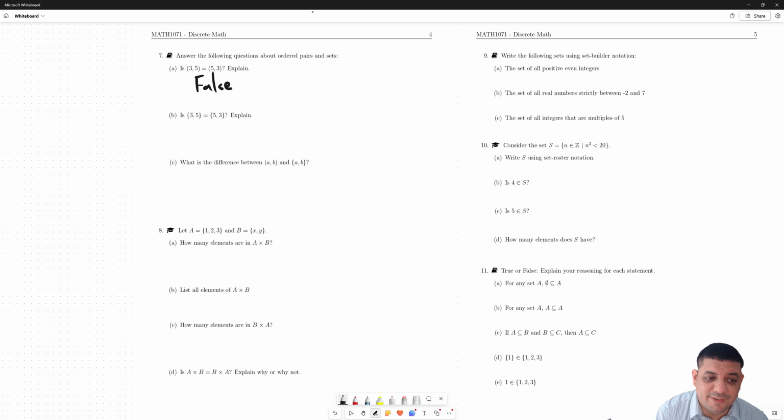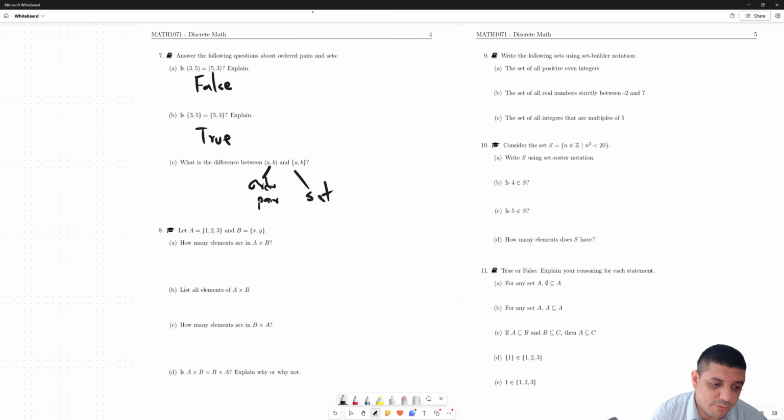Now, for sets, that's a different thing. So the set of 3, 5 is the set of 5, 3. This is true, the order doesn't matter. What is the difference between this and this? Well, this is an ordered pair, and this is just a set. It's different in terms of notation.